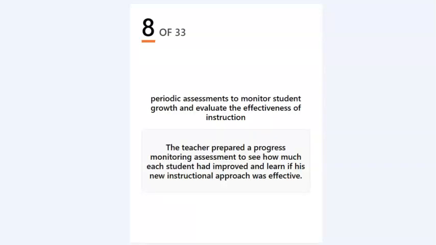Progress monitoring. Periodic assessments to monitor student growth and evaluate the effectiveness of instruction. The teacher prepared a progress monitoring assessment to see how much each student had improved and learn if his new instructional approach was effective.